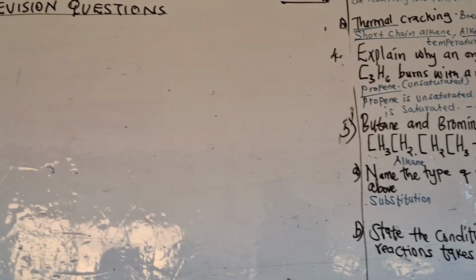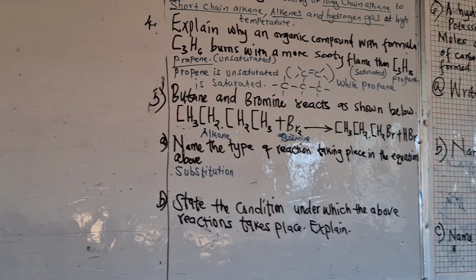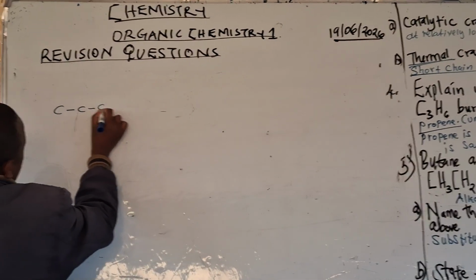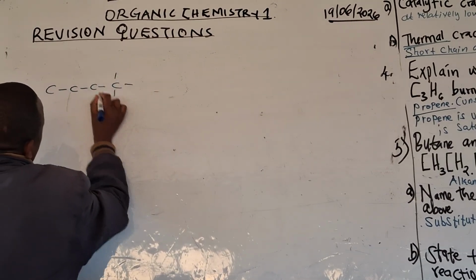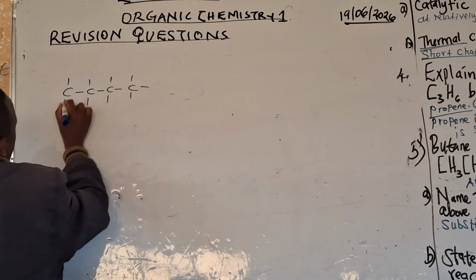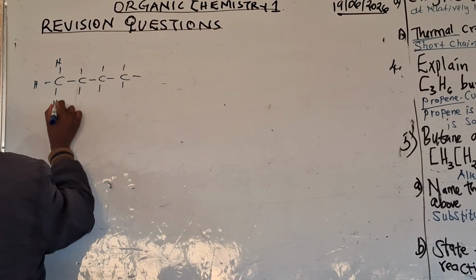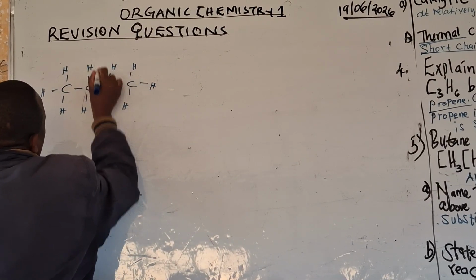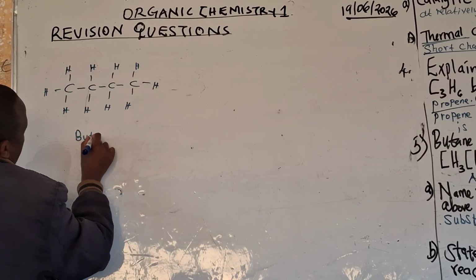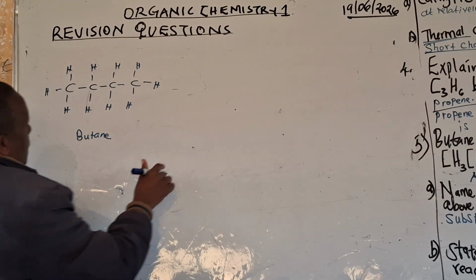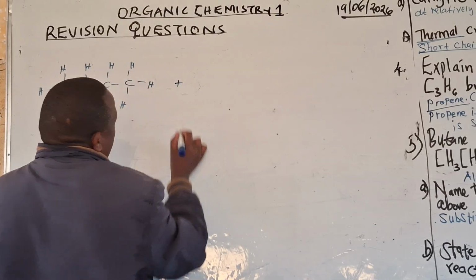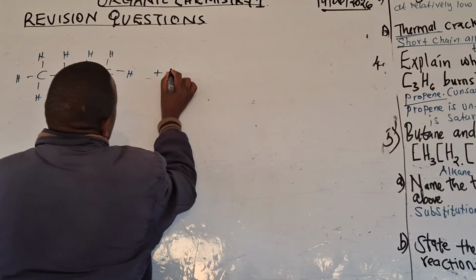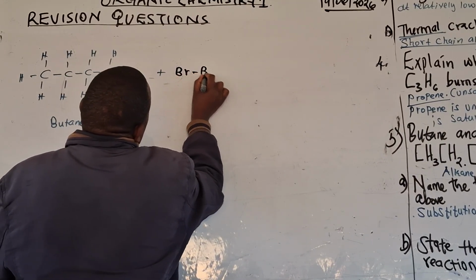I want us to look at question number 5A. Butane and bromine reacts as shown. So this is our butane. 1, 2, 3, 4. This is butane. Now butane is reacting with bromine. You can do it like this. You can say this is bromine. So you put here Br and then Br.